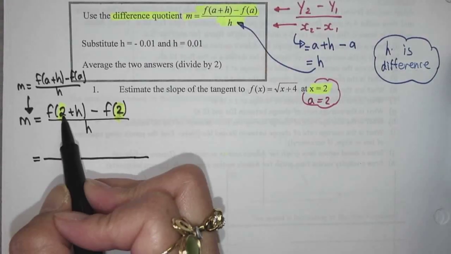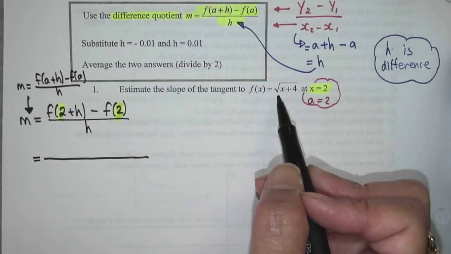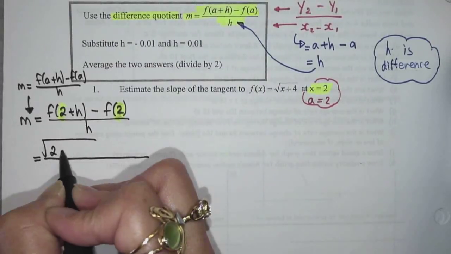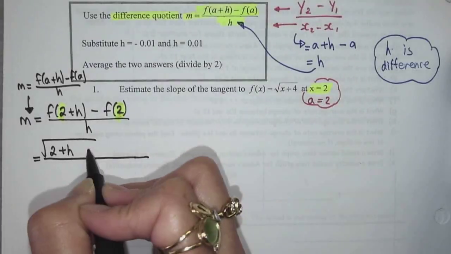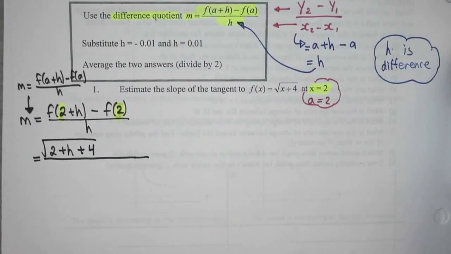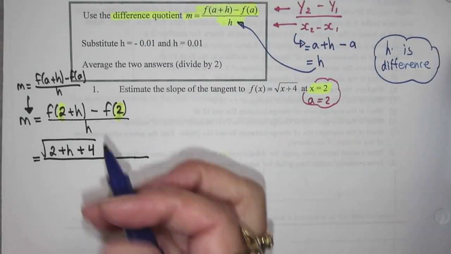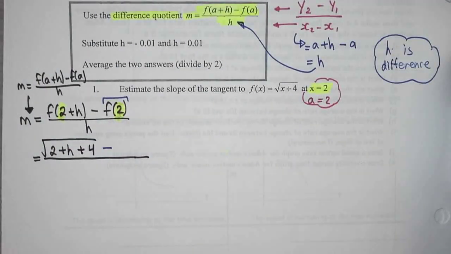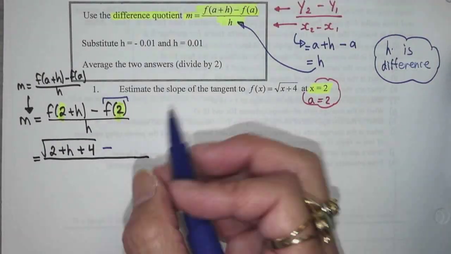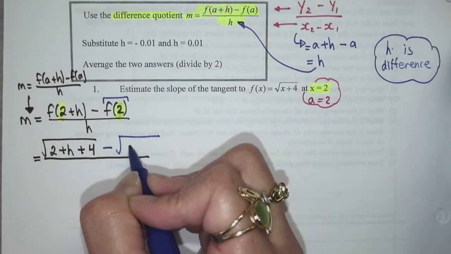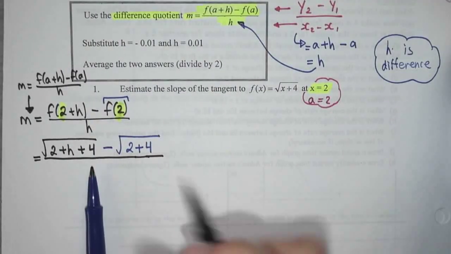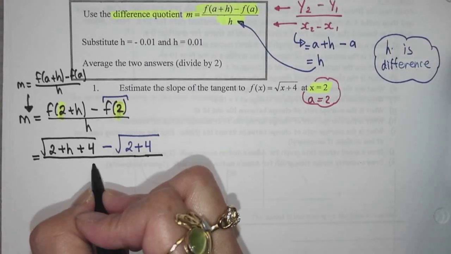Then we're going to plug in 2 plus h wherever I see the x. Our function notation, we know how to plug that in. So it'll be square root of 2 plus h plus 4. That's for the first one. I'm going to do the second one in blue. So minus, this part here, and do that part in blue, f at 2. So this will be square root, put 2 in, 2 plus 4. Okay, extend this so it's longer. Okay, all over h.